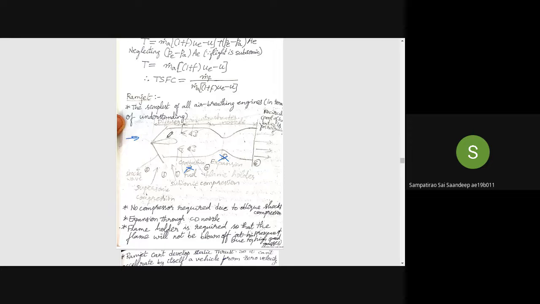So first compression occurs here and then expansion occurs in the CD nozzle. Next, here in the combustion chamber, we usually require flame holders so that the flame will not be blown off. If you notice, I have drawn some vortices here. These vortices are the recirculation of the fluid, which is a pool of hot radicals that is continuously generated so that the fuel ignites.